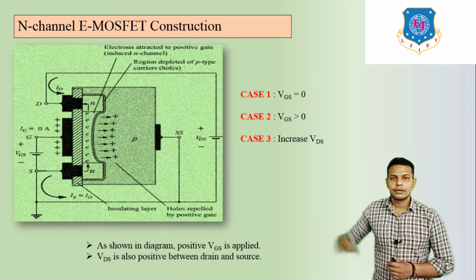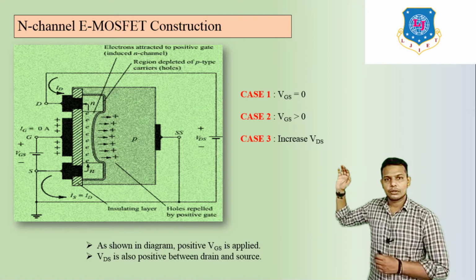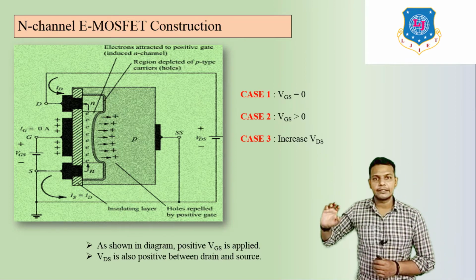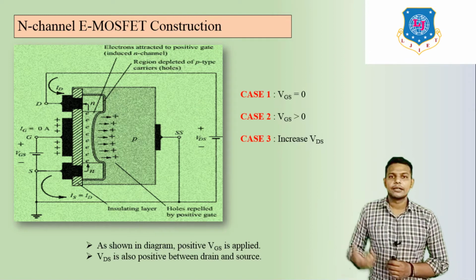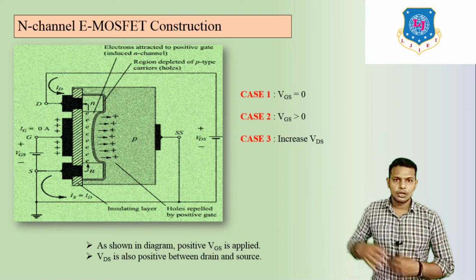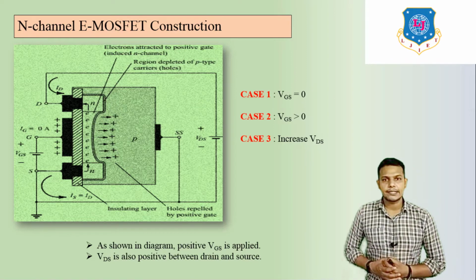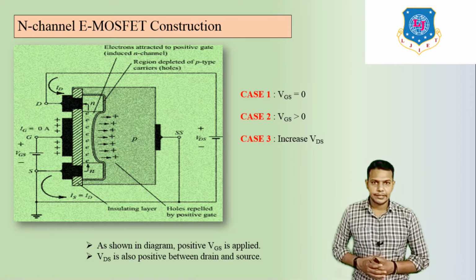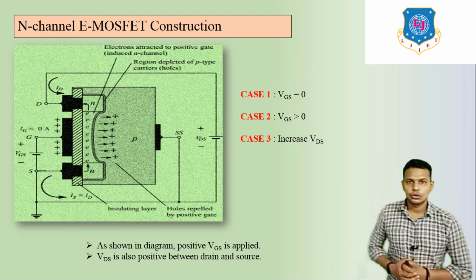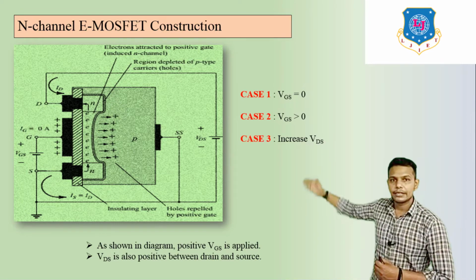Now here we are going to conclude these three cases, and after the three cases we plot one graph which is known as characteristics. It is also known as drain characteristics and output characteristics, along with transfer characteristics. So the three cases are here.